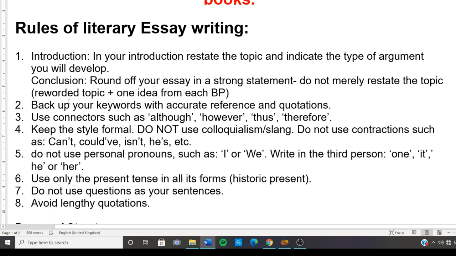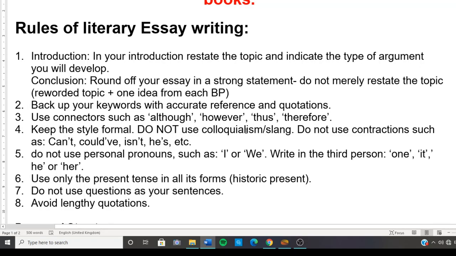When I go through it here, I'll go through your introduction, body, and conclusion and what my suggestions are. Your conclusion, you need to round off your essay in a strong statement. Do not merely restate the topic. You need to reword the topic and add in one idea from each body paragraph. 2. Back up your keywords with accurate reference and quotations. 3. Use connectors such as although, however, thus, and therefore. 4. Keep the style formal. Do not use colloquialism or slang.